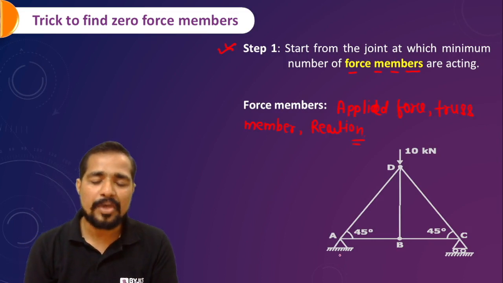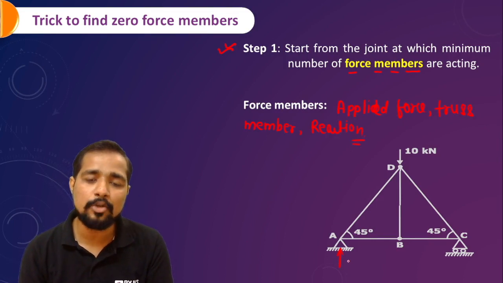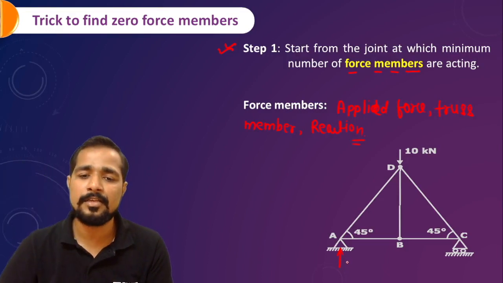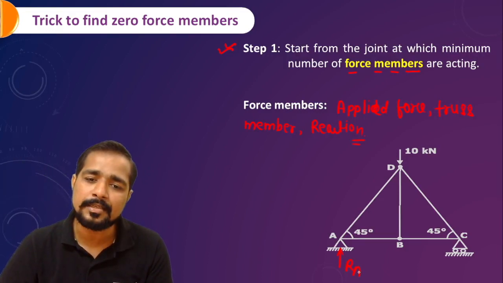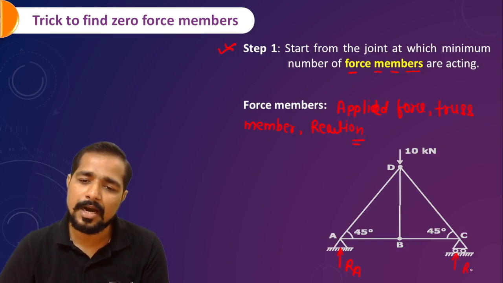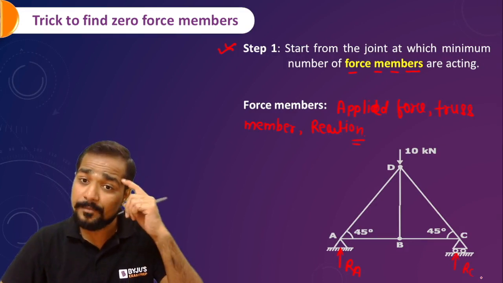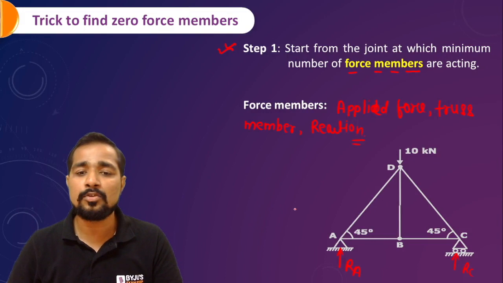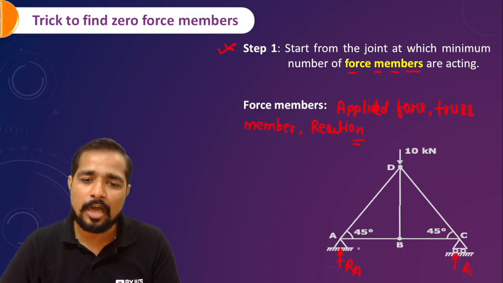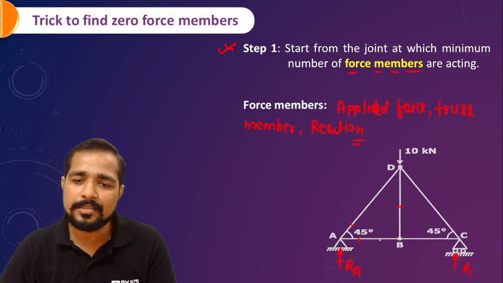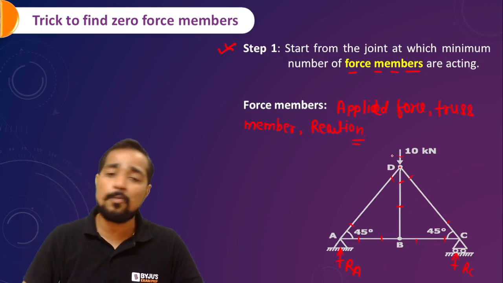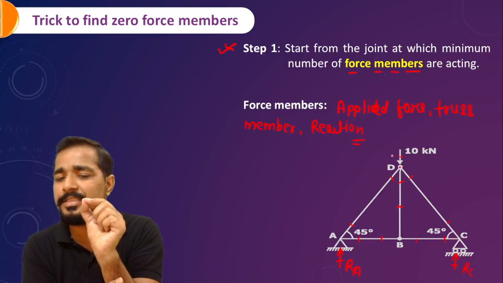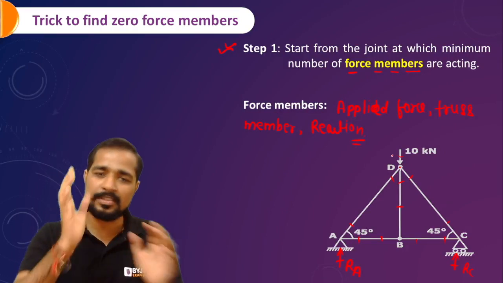Okay, so in the first step I will locate all the forces and all the reactions. This is the direction of the reaction, this is RA and this one is RC. Now I will start from the joint with the minimum number of force members. First I will count how many forces are acting at this joint. Sir, 3. At this joint 3 force members are acting, and at this joint 4 force members are acting. So first I will select the joint at which the minimum number of forces are acting. So this is the first step.